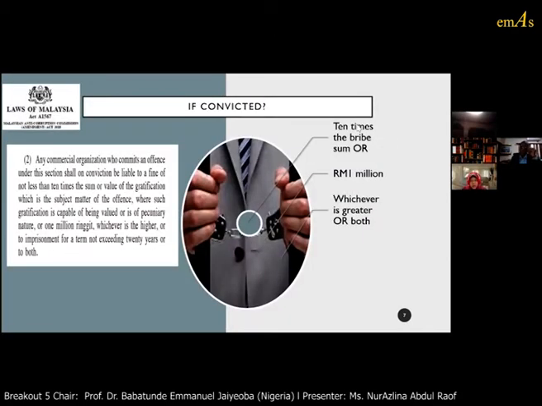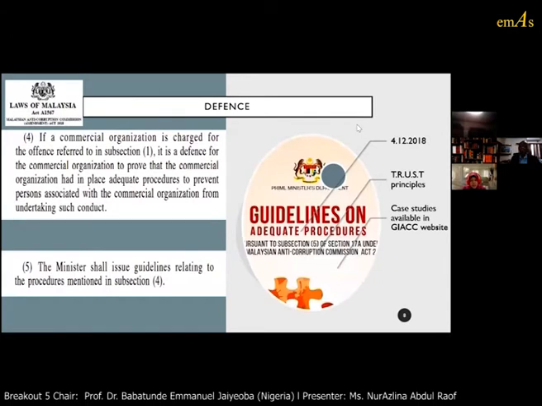Okay, so what happens if the business entities are convicted? According to sub 2 of the section just now, it will be 10 times the bribe sum or 1 million, whichever is greater, or both. Of course, there is a defense mechanism provided to the business entities. What is the defense? They have to prove that they have adequate procedures to prevent the associated persons from committing the corrupt acts.